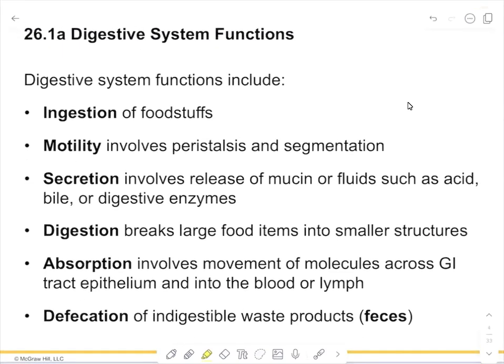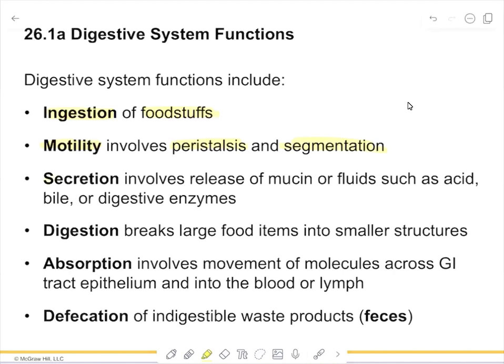So functions of the digestive system more specifically include ingestion of the foodstuffs, so putting those foodstuffs in our mouth, motility throughout the digestive system, including peristalsis and segmentation. And peristalsis is a little different than segmentation. It's the alternating contraction and relaxation of the smooth muscle surrounding the digestive tract. And segmentation is sort of back and forth movement.